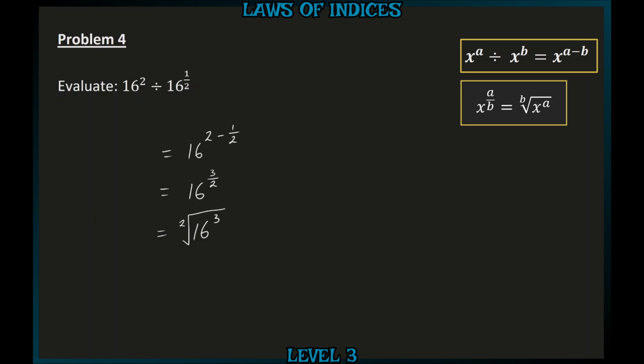Now the square root of 16 is 4, so this becomes 4 to the power of 3. 4 to the power of 3 is 4 times 4 times 4, which gives us our final answer of 64.